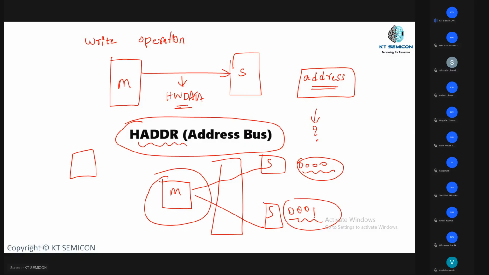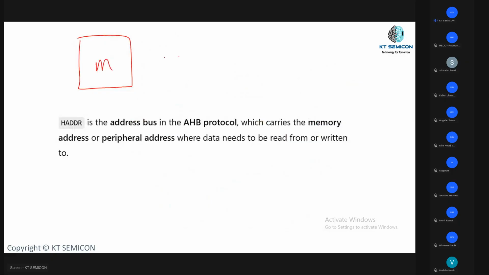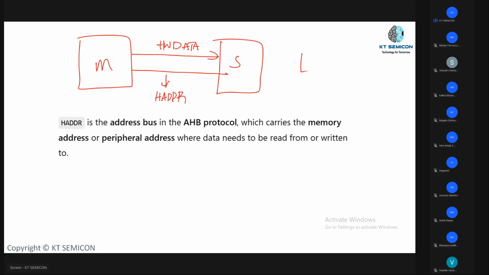So the master, initially, will give the address. This address is used to select which slave the master wants to communicate with. And one more thing, for every transaction, let's say this master and this slave are communicating with each other, there are two lines which we have discussed: one is the HWDATA bus and another is the HADDR bus. For every data packet which we are sending, the width of the data packet will be 32 bits or 64 bits or 8 bits. That we will discuss. What is the width of this data packet?